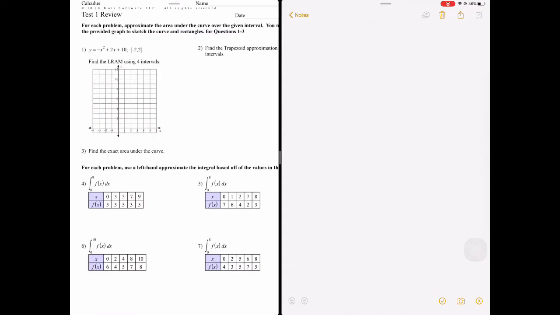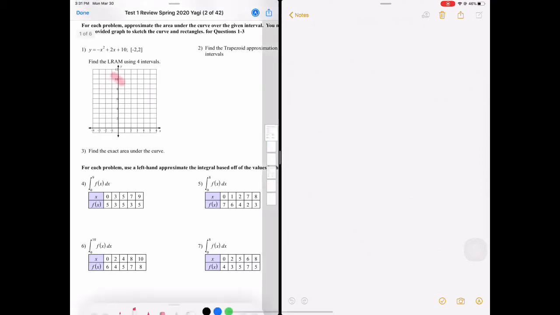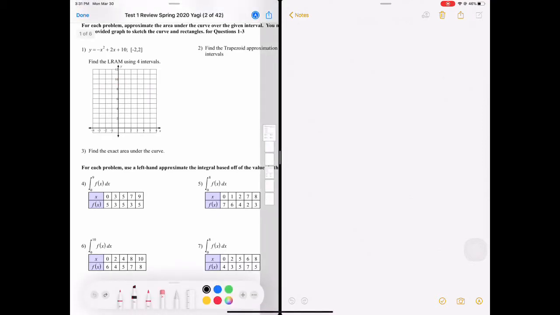If we go ahead and graph negative x squared plus 2x plus 10. If x is 0, we're at 10. If x is 1, we're at 9. If x is 2, I'm guessing it's going to be 6. Going the other way, 9 and 6. So we're a parabola coming down.